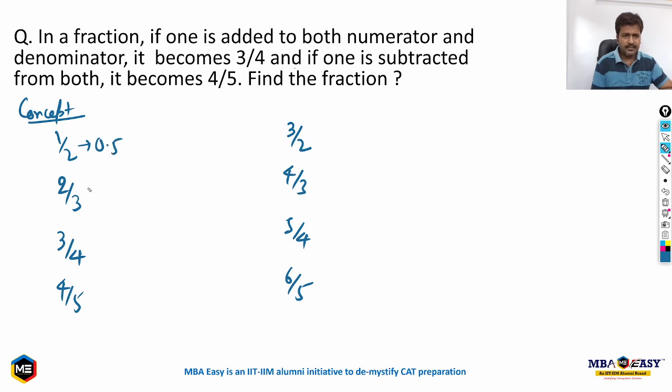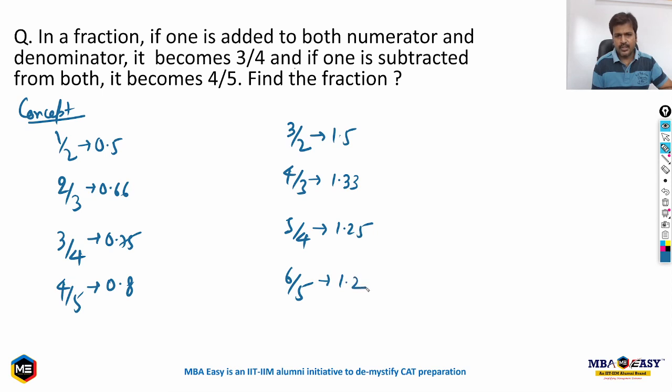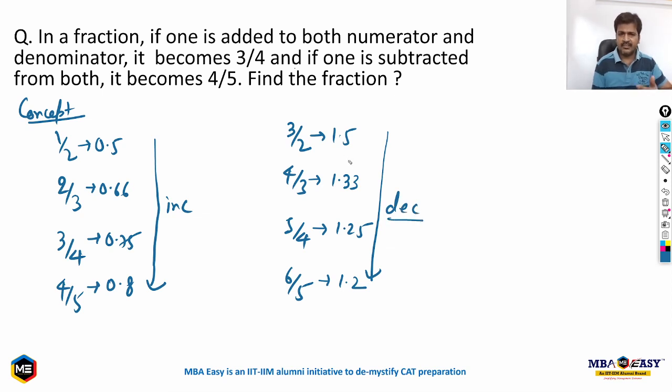This is 0.5. This is 0.66. This is 0.75. This is 0.8. एक बार यहाँ पे वैल्यू देख लेते हैं. ये 1.5 होगा. This is 1.33. This is 1.25. This is 1.2. You can see very clearly that the values are increasing here. 0.5 से बड़ा 0.66, उससे बड़ा 0.75, उससे बड़ा 0.8. But contrasting to the first case, here it is a decreasing trend. 1.5 से छोटा, 1.33 से छोटा, 1.25 उससे छोटा, 1.2.